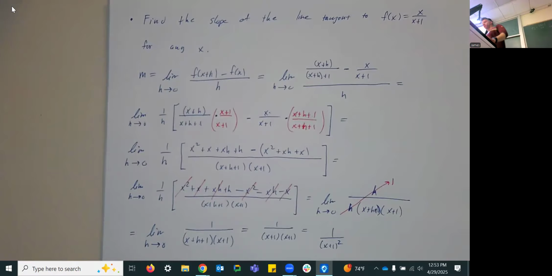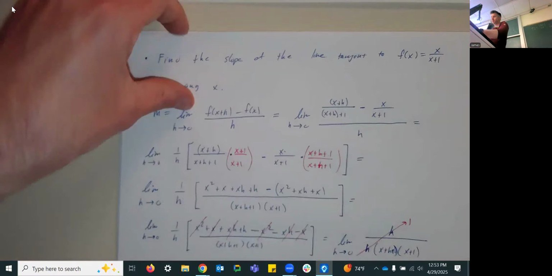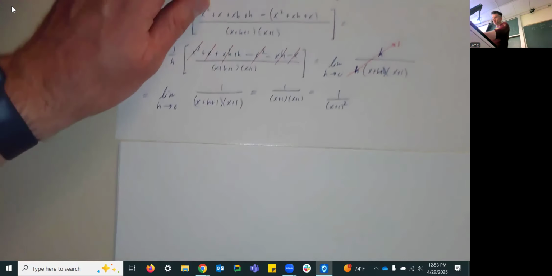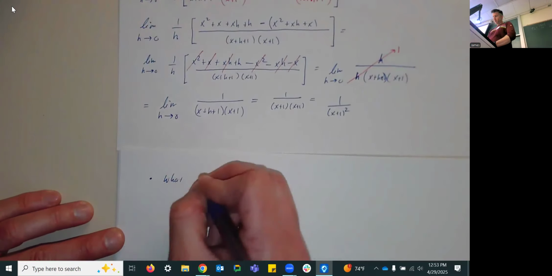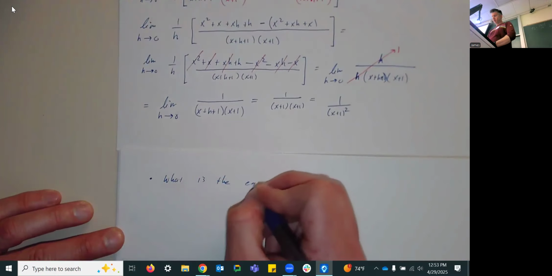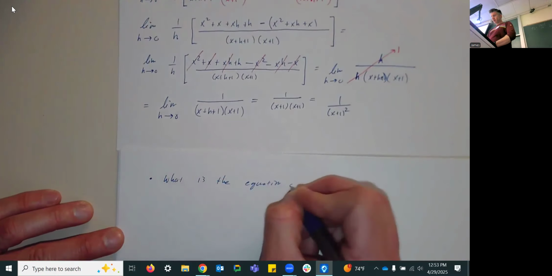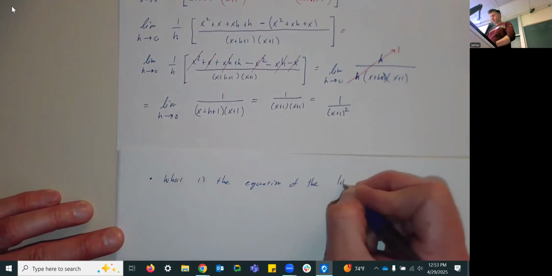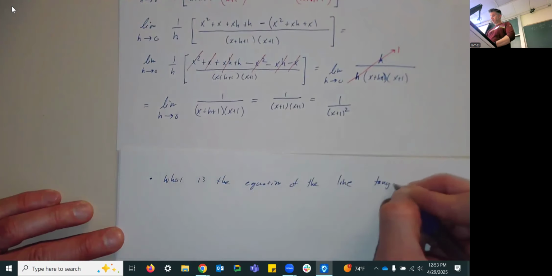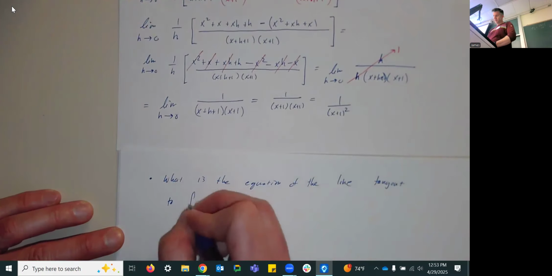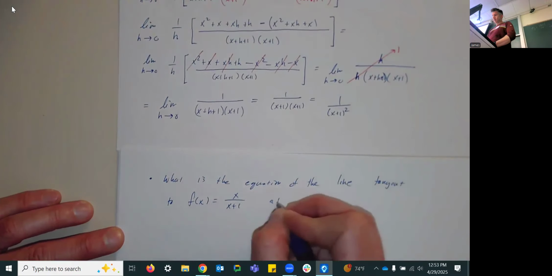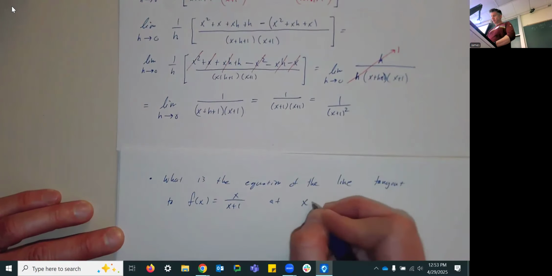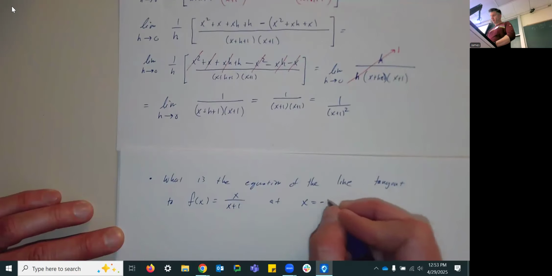Second part of this question. What is the equation of the line tangent to f of x equal to x over x plus 1 at the point where x is equal to -3?